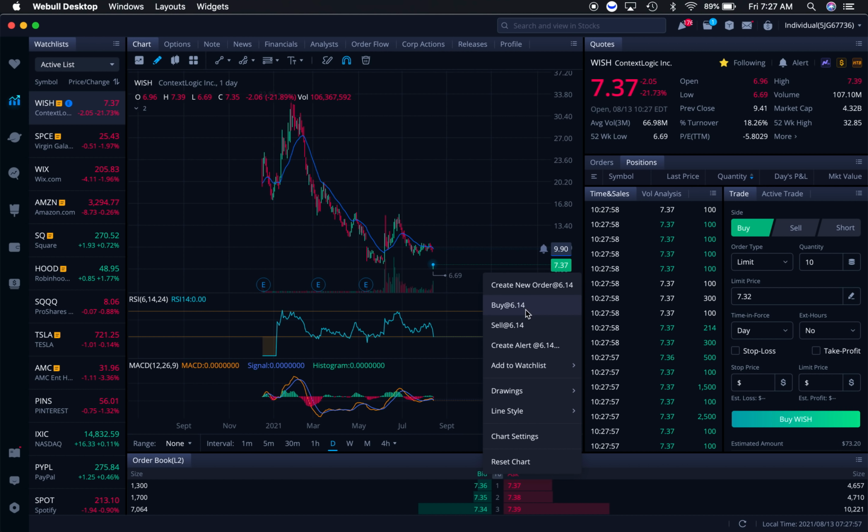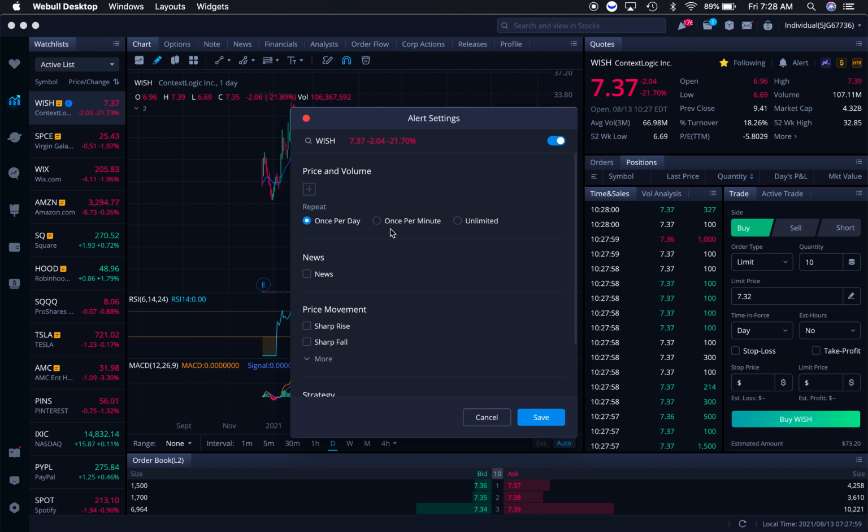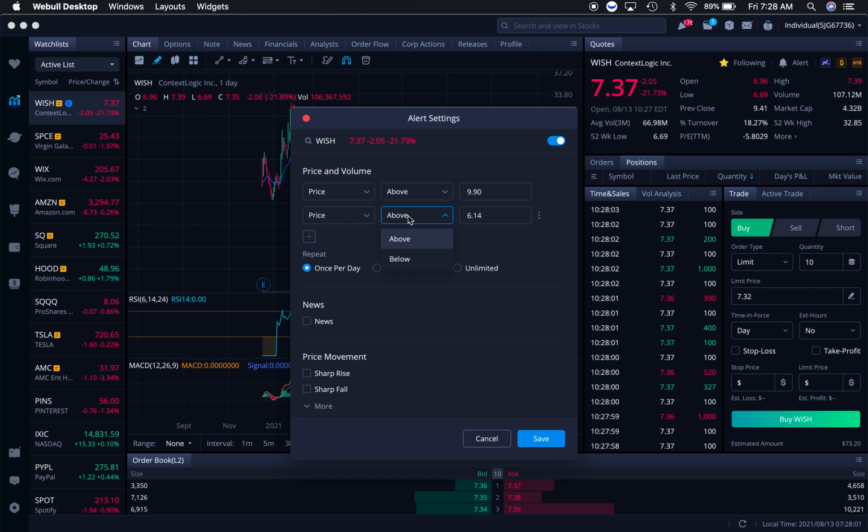So let's set alerts on both sides: an alert if it breaks above that previous resistance level, and an alert if it breaks below previous lows. So now I have the best of both worlds.